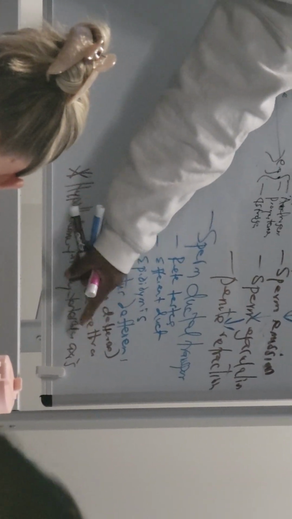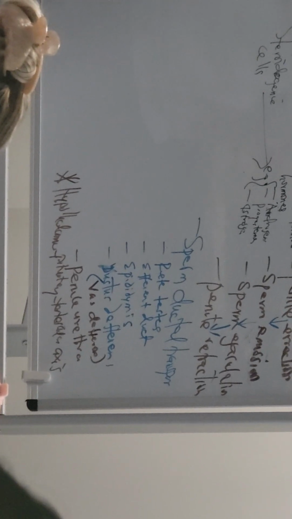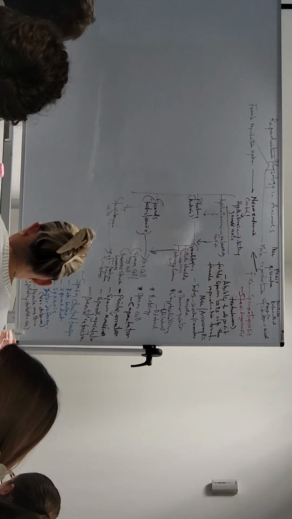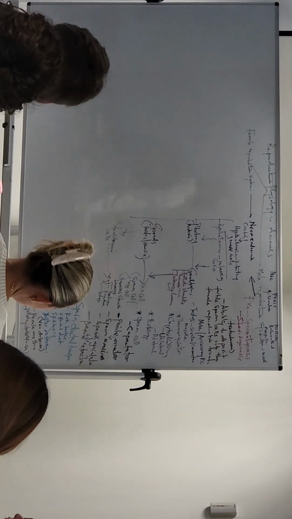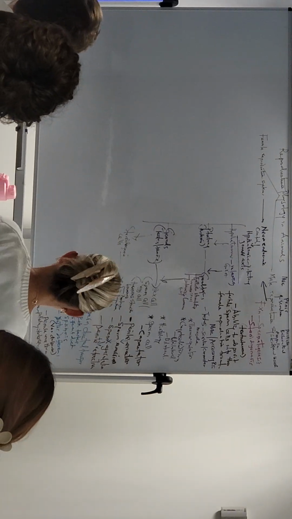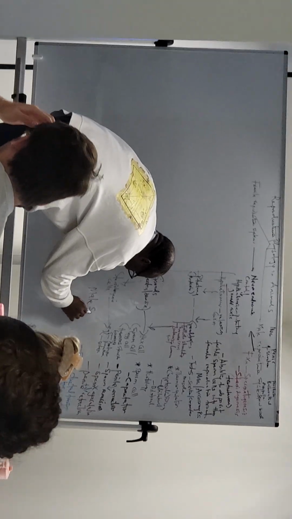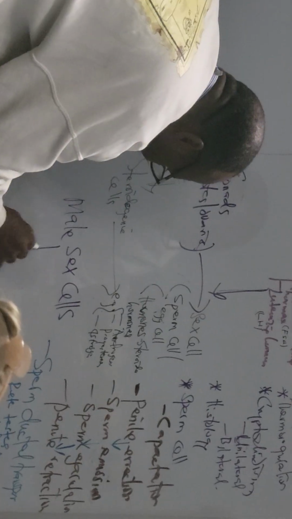Does that make sense? So here, we will be discussing how the seminiferous tubules will produce what we call androgen binding protein. Then the androgen binding protein flows through plasma and goes to the male sex cells.